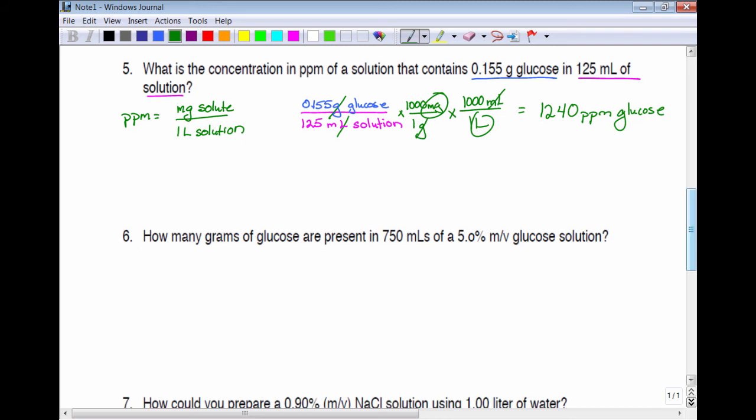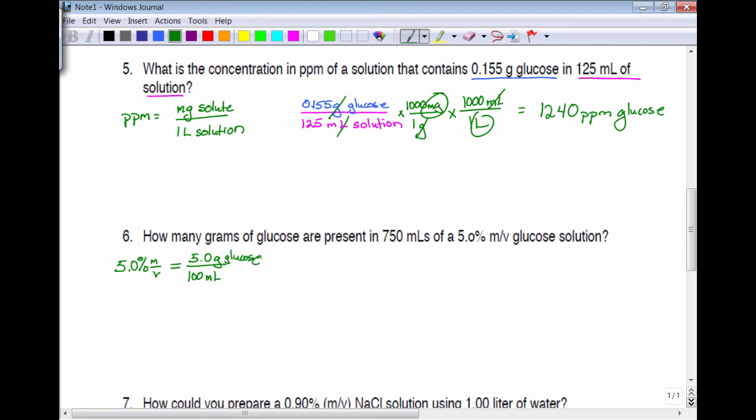In number 6, I'm asked for the grams of my solute, glucose, that are present in 750 milliliters of a 5% M over V glucose solution. First, it's useful to rewrite the 5% M over V glucose into units that are useful for unit conversions. 5.0% M over V glucose is the same as saying 5.0 grams of glucose divided by 100 milliliters of glucose solution.